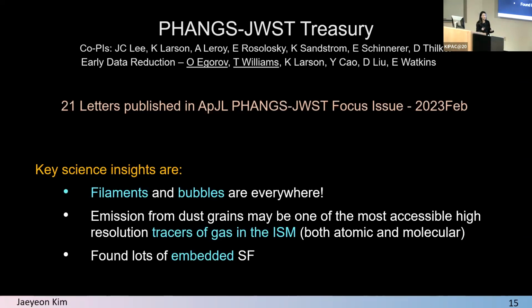The key science insights from this work have been that filaments and bubbles are everywhere, as you have seen in these previous images. And it seems that the small dust grains that JWST traces are one of the most accessible high resolution observations of the gas in the interstellar medium, and they seem to trace both the atomic and molecular gas phases. And also, using the longest wavelength at 21 microns, which is the most sensitive to embedded stellar populations, we find a lot of embedded star formation.